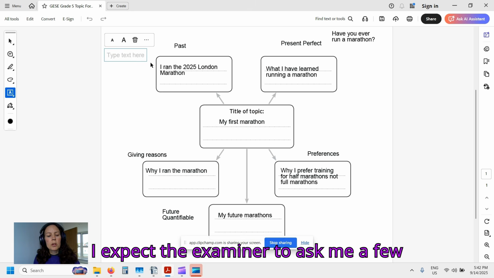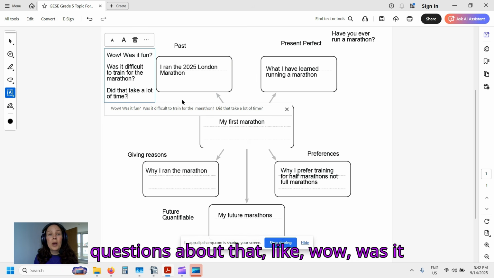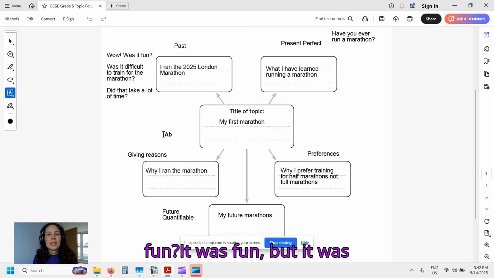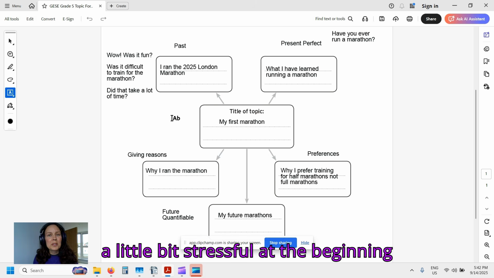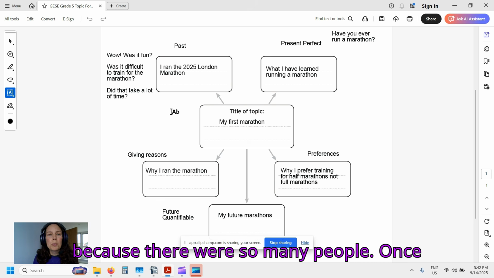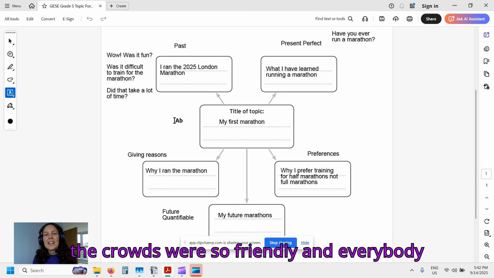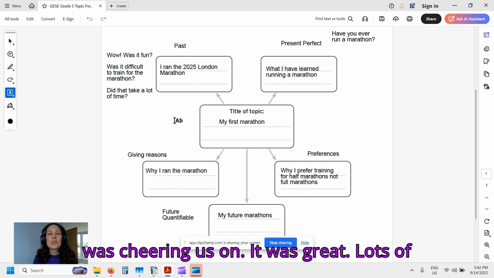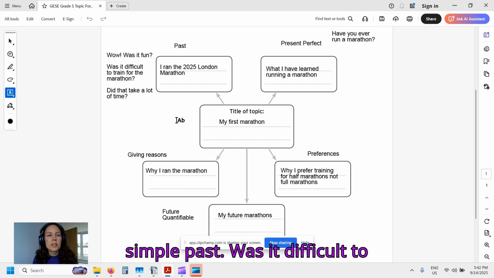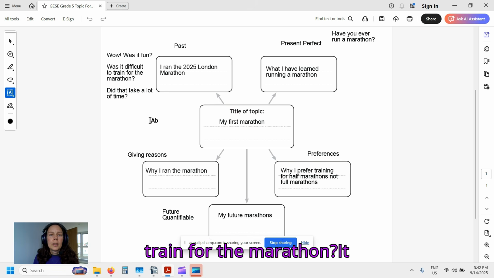I expect the examiner to ask me a few questions about that, like, wow, was it fun? It was fun, but it was a little bit stressful at the beginning because there were so many people. Once we got going, it was a lot of fun because the crowds were so friendly and everybody was cheering us on. It was great. Lots of simple past. Was it difficult to train for the marathon?